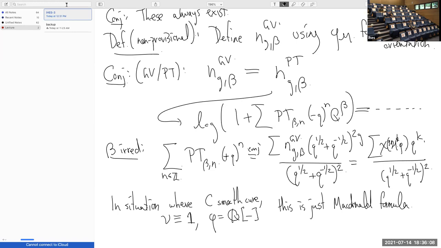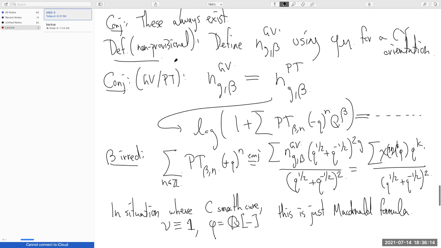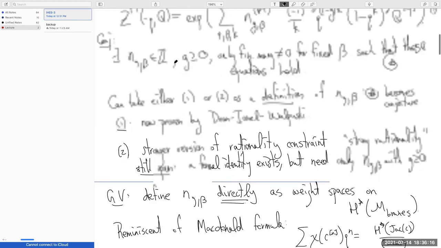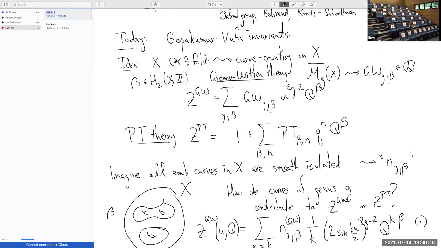So maybe this question was already answered. Somehow in symplectic geometry, we also have this Gopakumar-Vafa invariant. Do you expect your definition to make sense there? No, definitely not. I would say no.